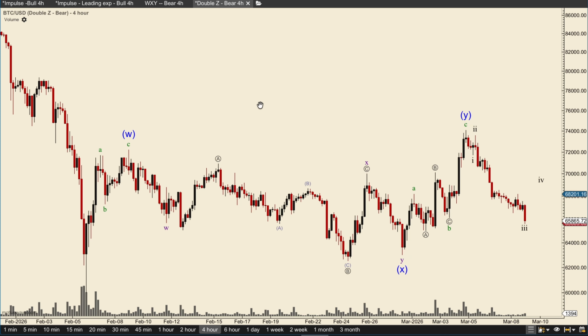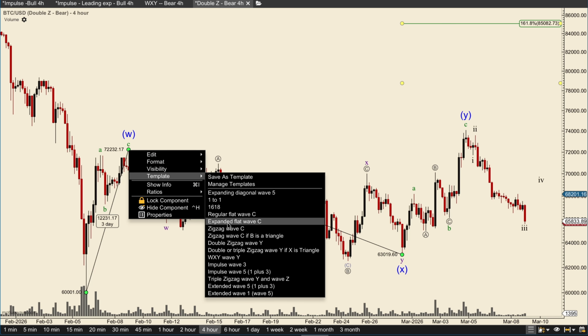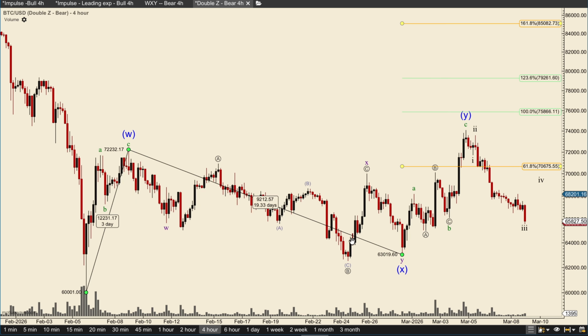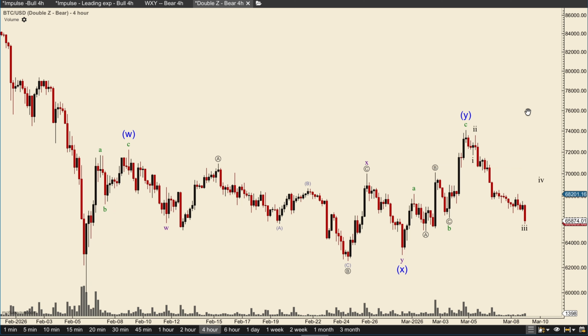So the probabilities for these, the double zigzag here has not reached a common target. If I pull a fib like this, you can see that wave Y did not hit the 100 fib, which is the most common target for a double zigzag, or 123.6. It's somewhere around here in between. But we didn't hit that, so that lowers the probability that we are indeed finished here.